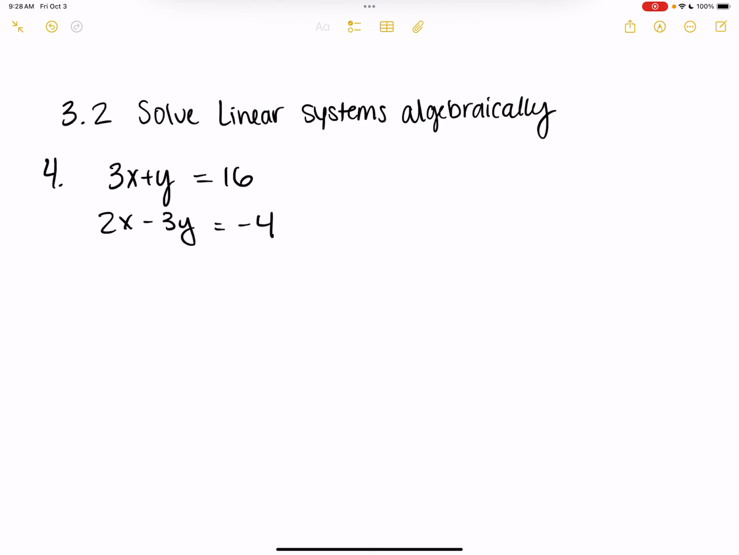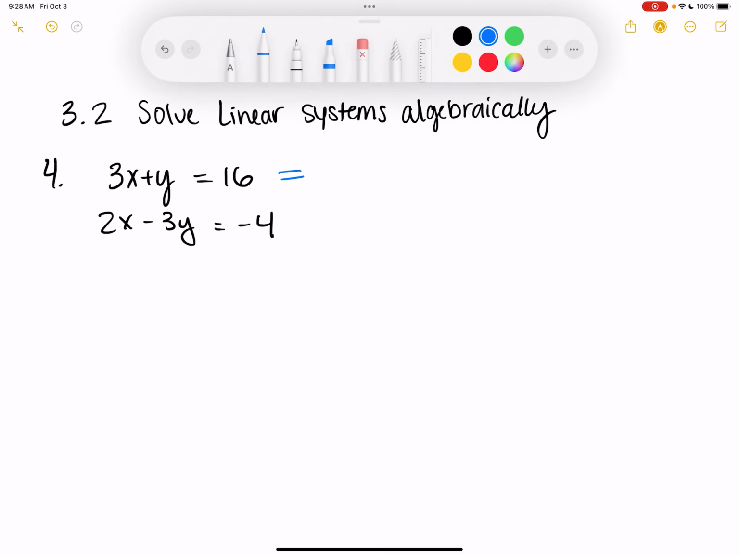With substitution, what I have to do first is get one of the variables completely by themselves. Typically, if I'm choosing to use substitution and not being told that I have to, I'm going to do that only if I have a variable that's already got either a positive 1 or a negative 1 in front of it. So in this case, I'm going to get y by itself in the first equation. To do that, obviously subtract 3x. So I get y is equal to negative 3x plus 16.